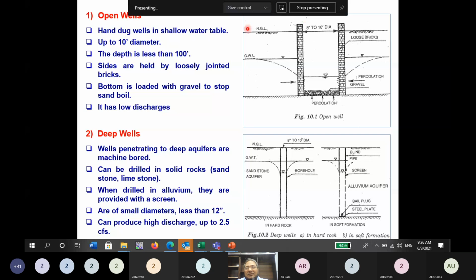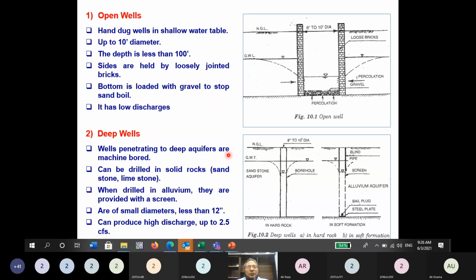What are the deep wells? Wells penetrating in deep aquifers, and they are machine bored. Very deep, water is extracted from deep aquifers. Like in UET Lahore, the two wells which are installed, they are extracting water from 650 feet. So those wells are deep wells, all right, and can be drilled in solid rocks. For example, if it is hilly area, or in sandstone or limestone, or when drilled in alluvium, like in Lahore, they are provided with a screen.